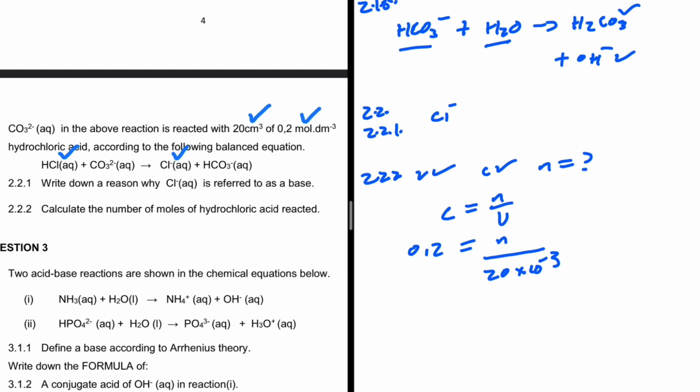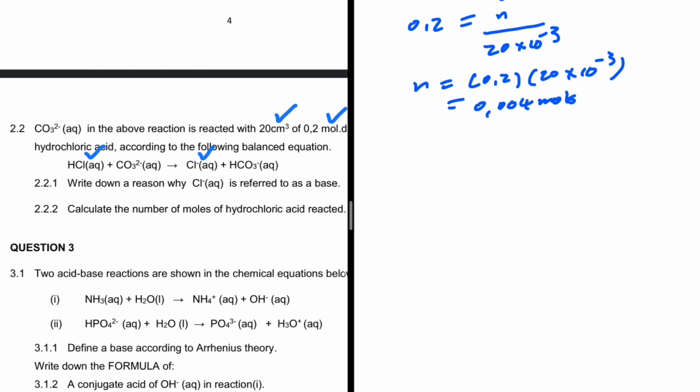Right. So let's cross multiply. Number of moles is equal to 0.2 multiplied by 20 times 10 to the minus 3. So 0.2 multiplied by 20 times 10 to the minus 3, 0.004 moles. So there we go. That is the answer to 2.2.2. There's something really complicated here. Let's do question 3 and see what is going on.